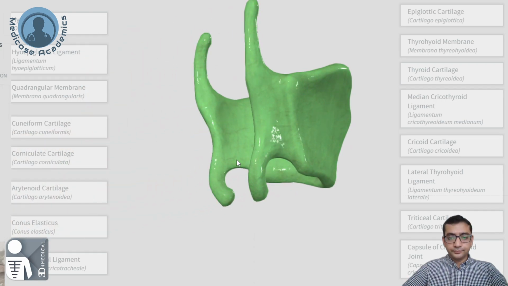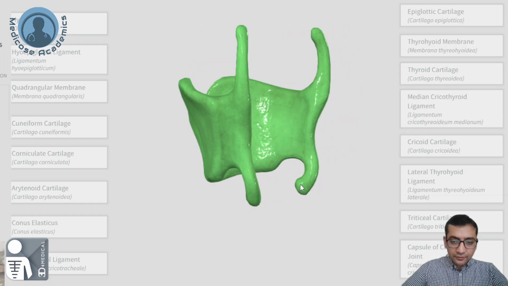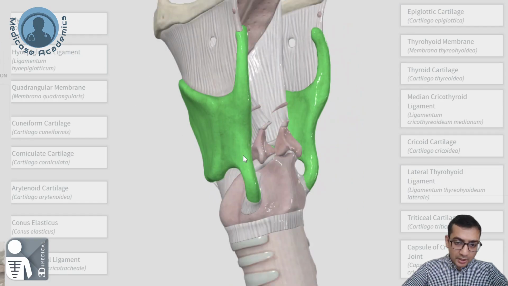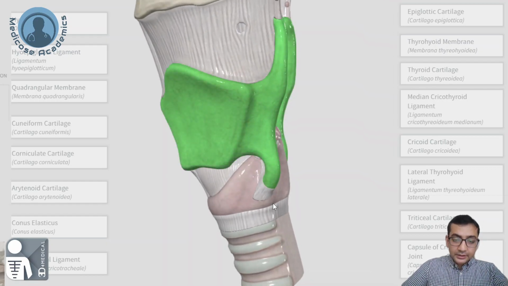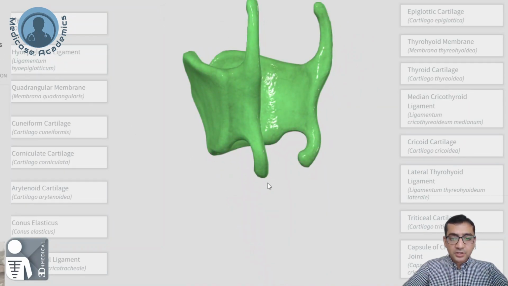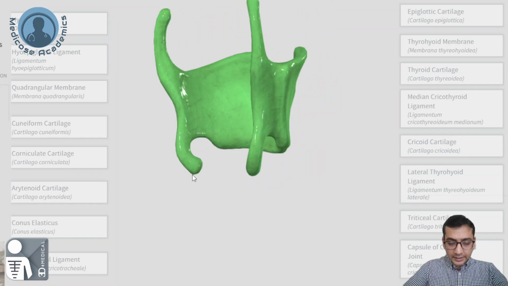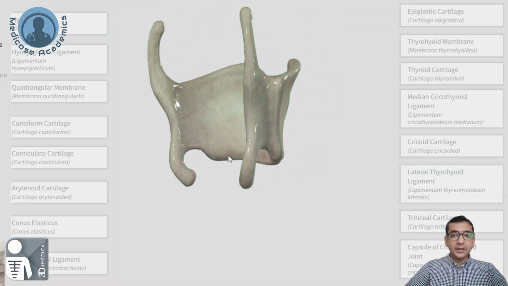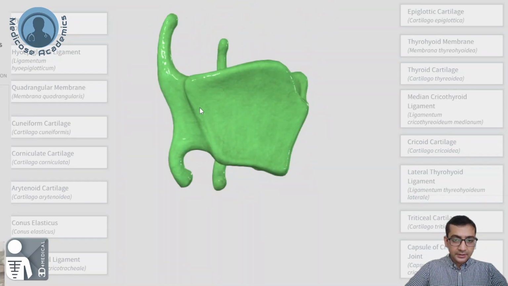And then if we look at it, the inferior horns are the ones that are responsible for making the joint with the cricoid cartilage. These will have an articular facet on the interior aspect. These will be responsible for making a joint with the cricoid cartilage for the cricothyroid joint. And then we are left with this line.